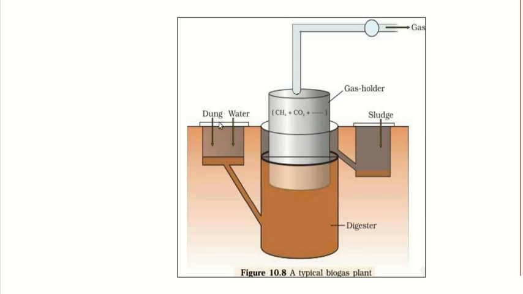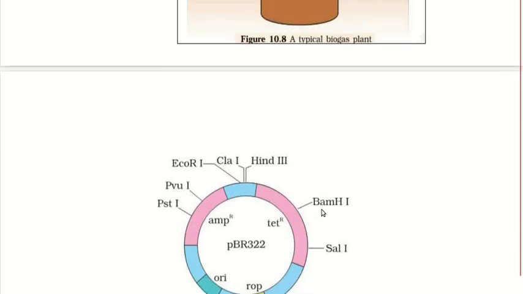The typical biogas plant: the dung and water are fed into it, and there is an accumulation of gases, methane and carbon dioxide, which is taken out and used as a source of energy. This is the gas holder, and the sludge is taken out and used as a fertilizer. A small amount of sludge is used for inoculating the waste.